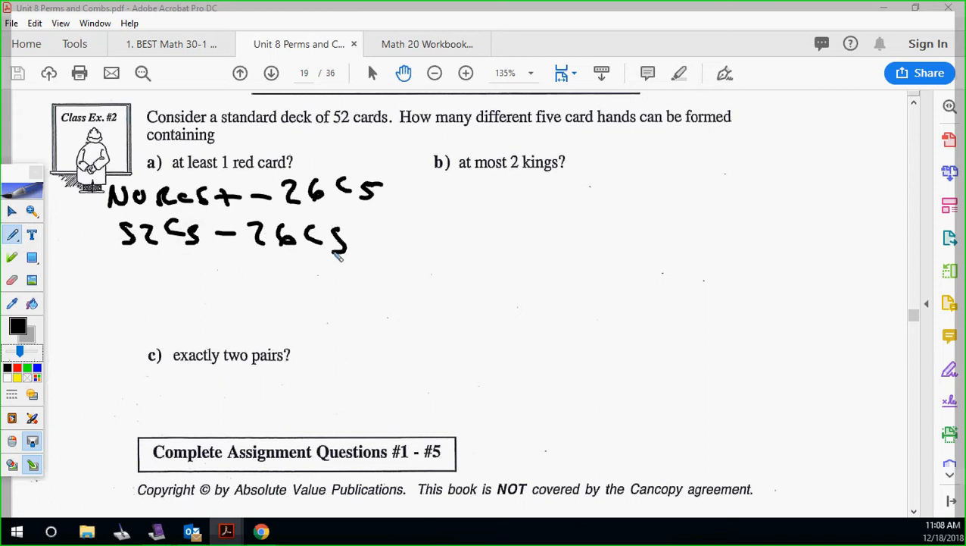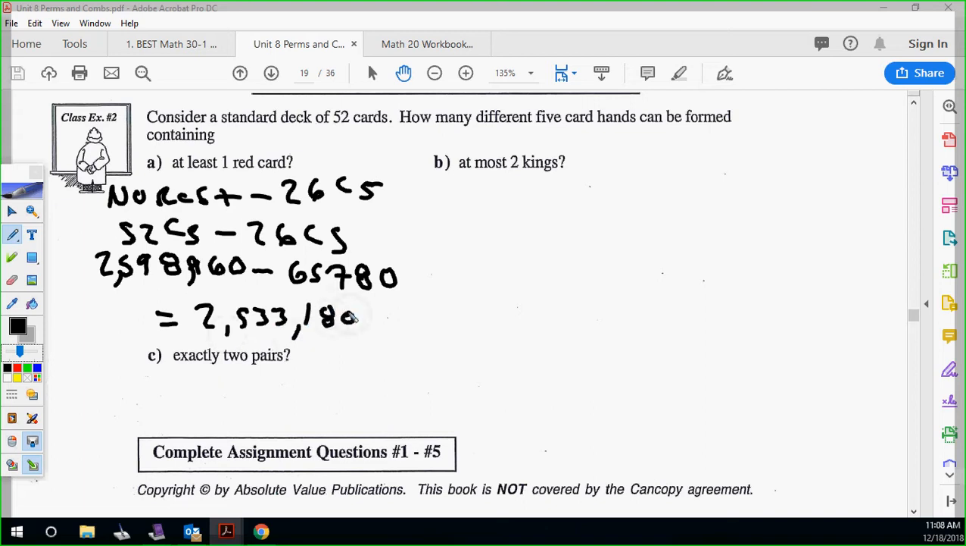Okay, so when you do that, you're going to get 2,598,960, so 2 million, minus 65,780. So there are 2,533,180 ways to get at least one red card. Pretty common to get at least one red card. It's 2.5 million. It's almost that. Okay.